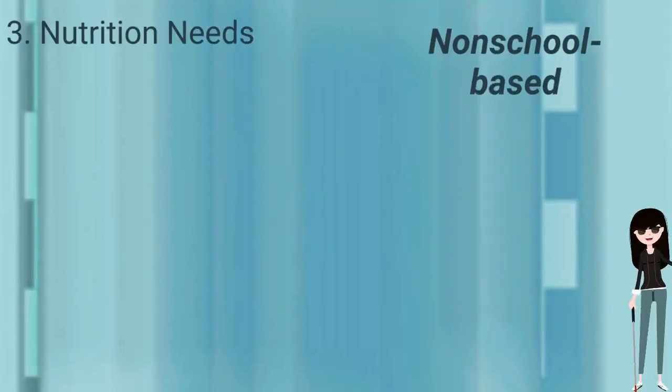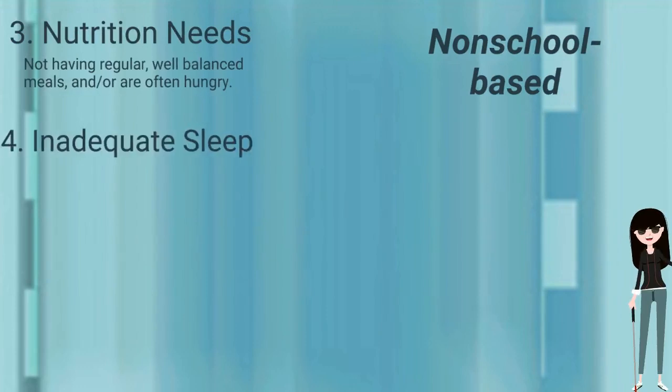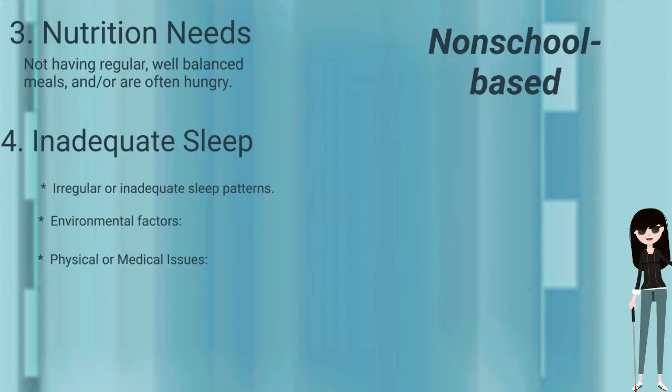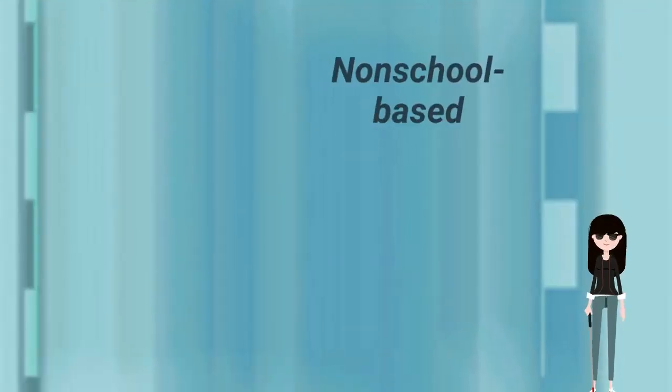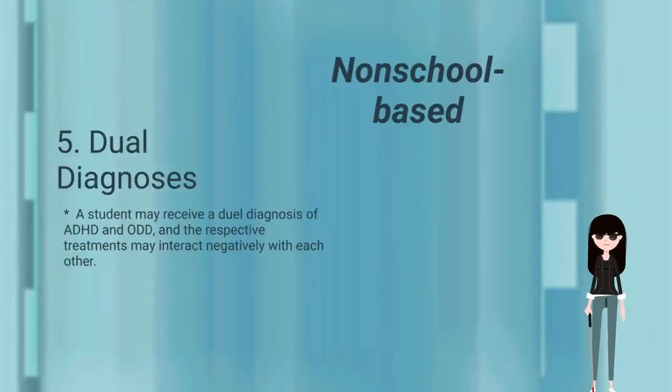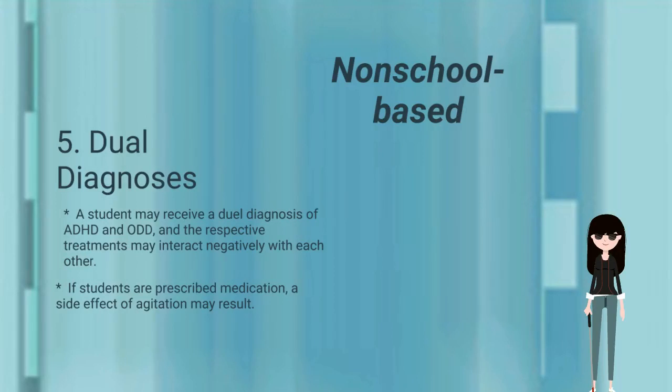Nutrition needs. Not having regular, well-balanced meals and/or are often hungry. Inadequate sleep, irregular sleep patterns, environmental factors, and physical or medical issues. Dual diagnosis. A student may receive a dual diagnosis of ADHD and ODD, and the respective treatments may interact negatively with each other. If students are prescribed medication, a side effect of agitation may result.